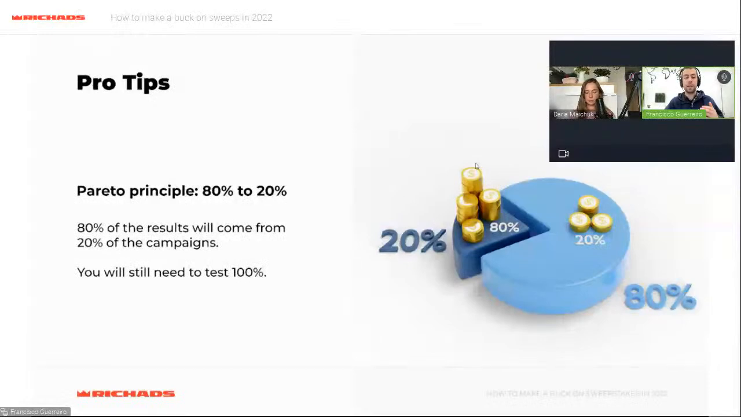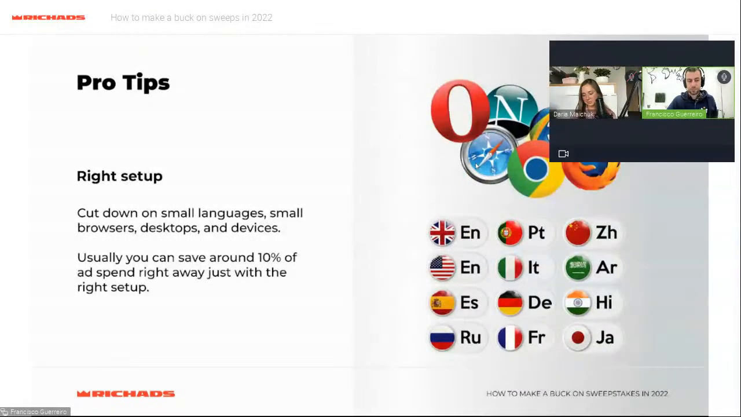For example, as an account manager, I can guarantee you that 80% of the revenue that I manage of my portfolio comes from 20% of my affiliates. So 20% of my affiliates generate 80% of my revenue. So of course, like I mentioned in the previous slide, I will focus on these guys because they are the ones who are doing really good results. So when you are creating your own campaigns, you need to be aware of this economics rule.